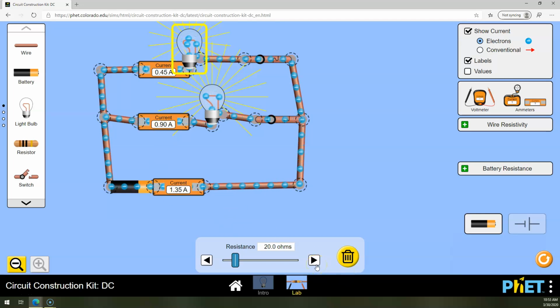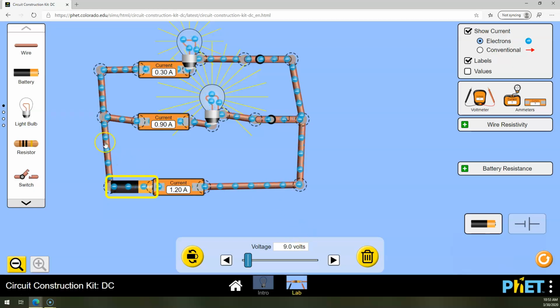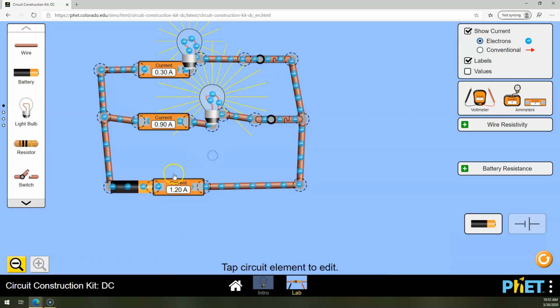And so if I go up even further, the resistance here goes up. The voltage stays the same, right? This is still a 9-volt battery. This is still getting 9 volts, and this is still getting 9 volts. This current went down. This one didn't move, and they have to add up again.